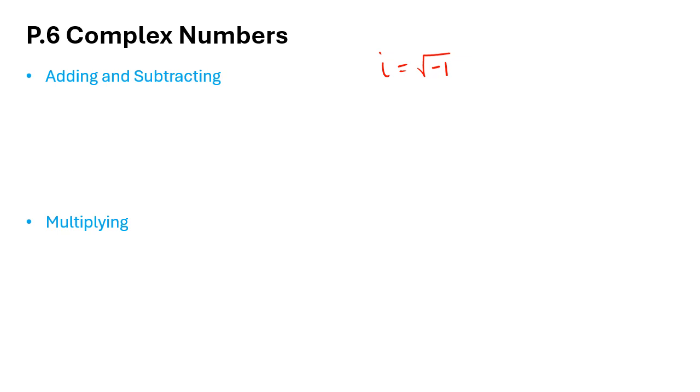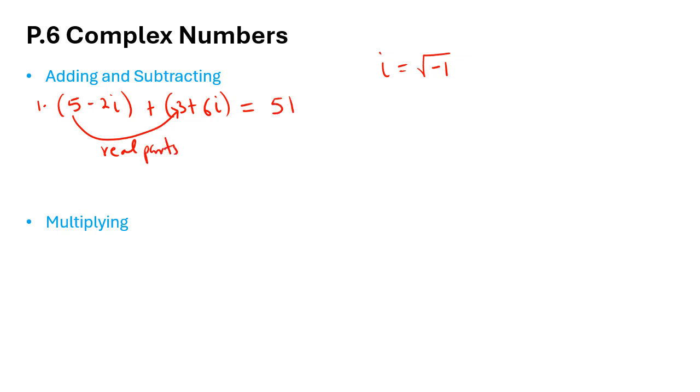Let's take for example we are asked to add 5 minus 2i plus 3 plus 6i. So if we're given this, how do we add that? What we want to do here is add up the real parts. These parts here are called the real parts. When we add them, that would just be 5 plus 3, and that's going to be equal to 8.